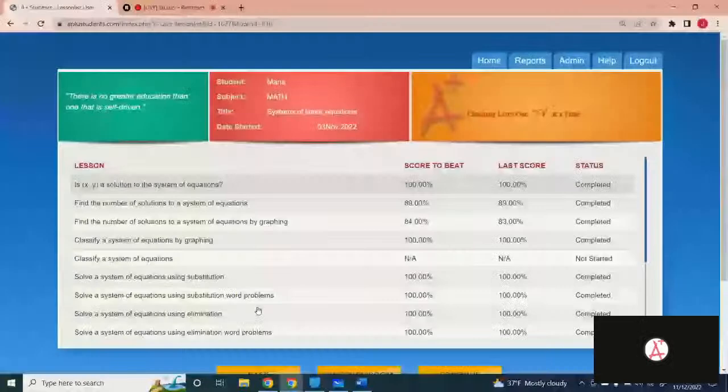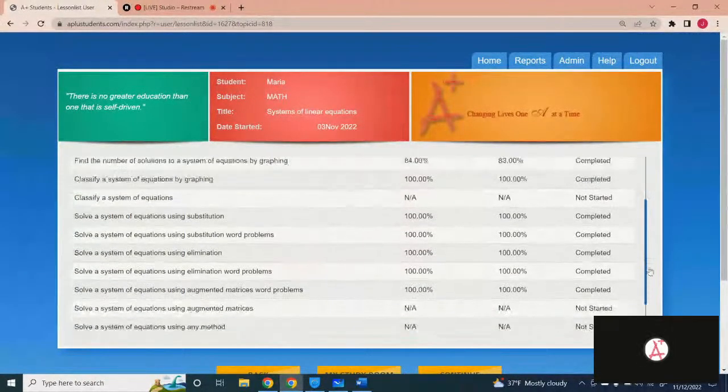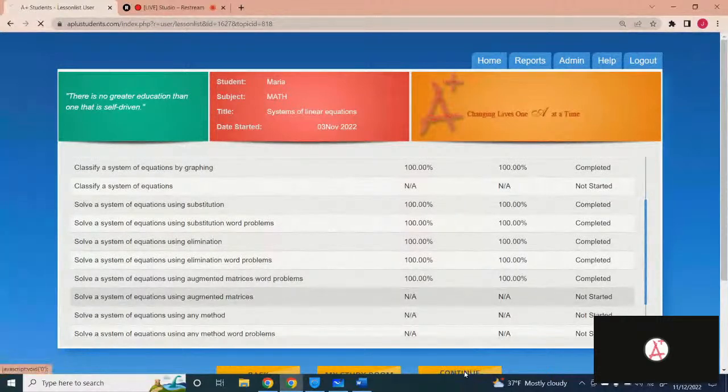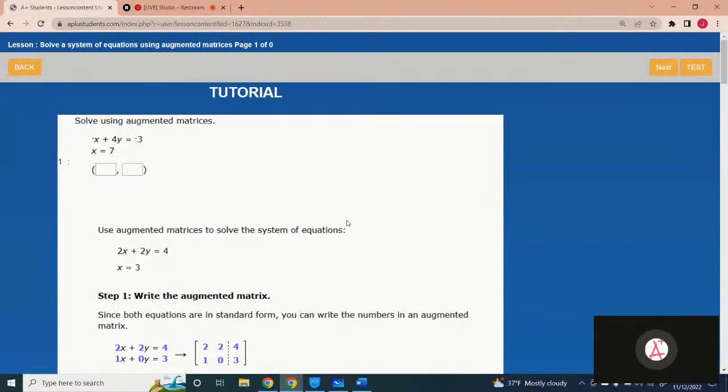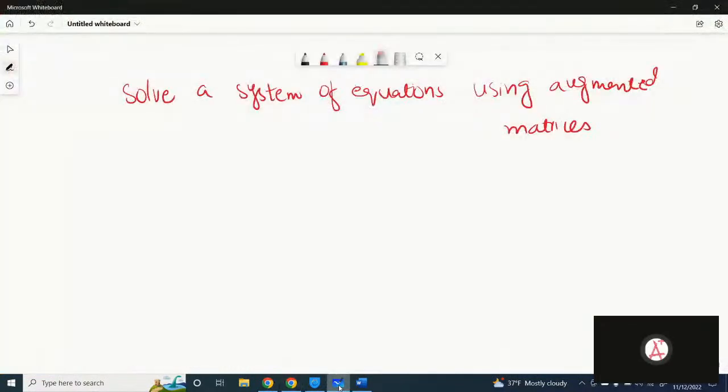So let's start with the example. Solve using augmented matrices. The equations are negative x plus 4y equals minus 3. Okay, let me write down the equations. You have the first example, that is negative 5x minus 3y equals negative 6, and the second one is y equals negative 3.